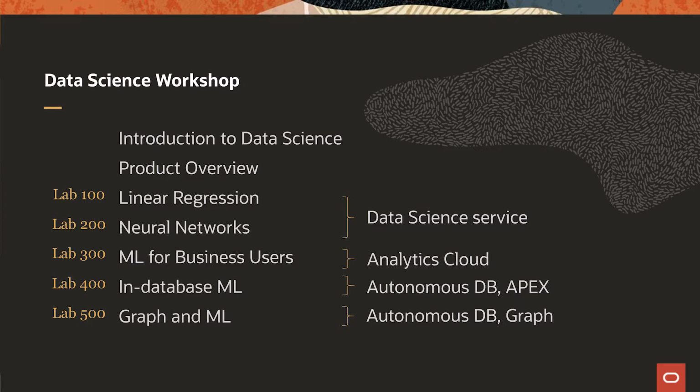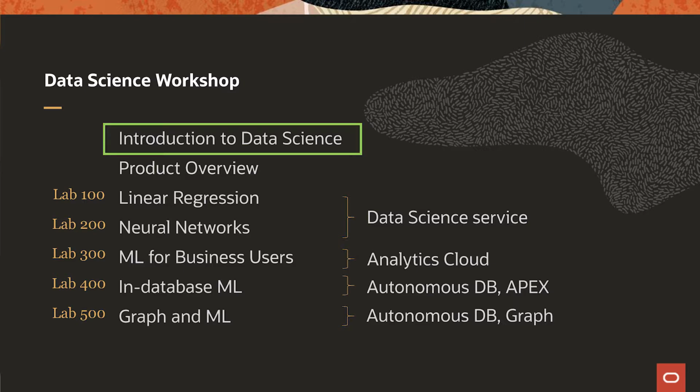Lab 3 covers a business user angle to data science with Oracle Analytics Cloud, and you'll be doing an exercise to automate credit scoring. Lab 4 covers Oracle in-database machine learning, and here you're going to train a model in database and later operationalize it in an Apex application. And Lab 5 lastly covers Graph. It turns out that graph databases have an interesting relationship with machine learning, and you'll learn about that in this lab. So let's get started.